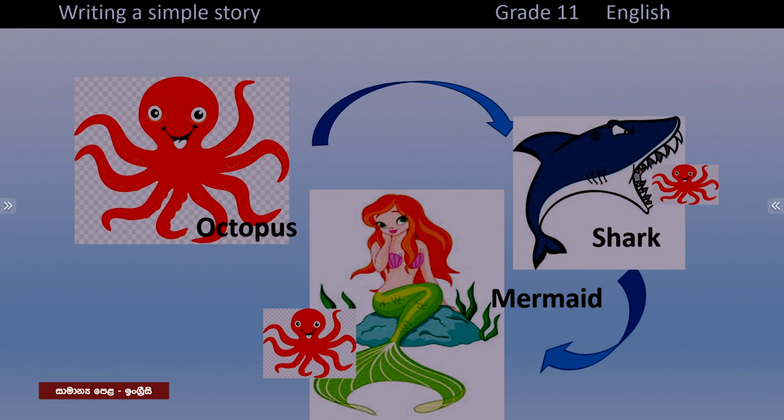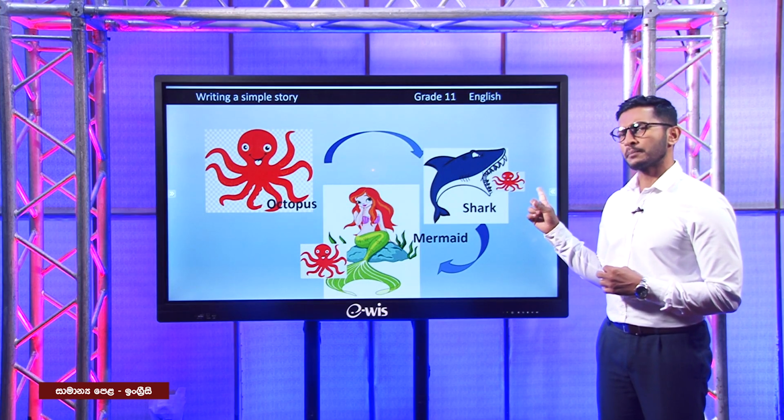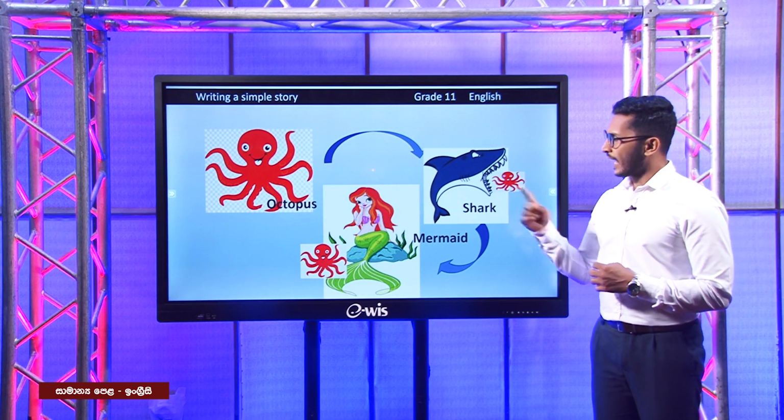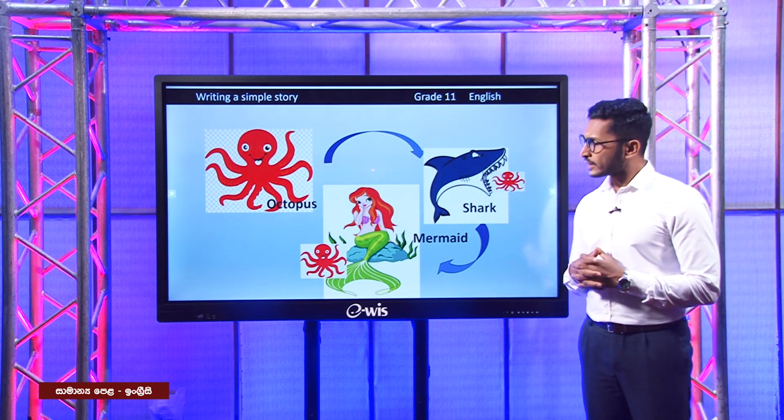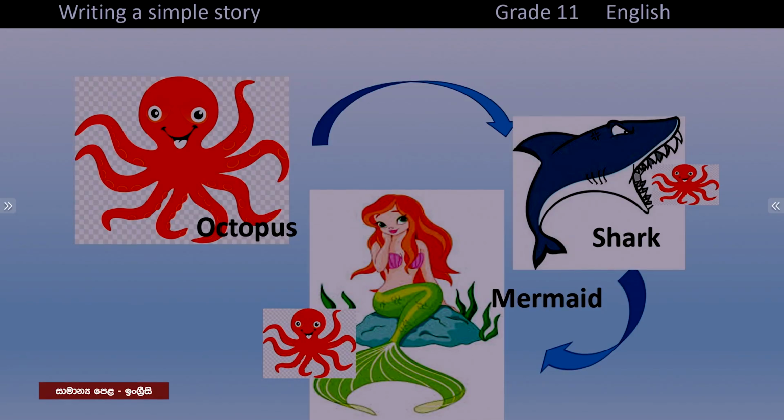Now as you can see in the picture, the octopus appears in 3 places. There we introduce the octopus, and here again we have the octopus. It has a problem there. And in the third picture as well, you can see the octopus. Both the octopus and the mermaid are happy.